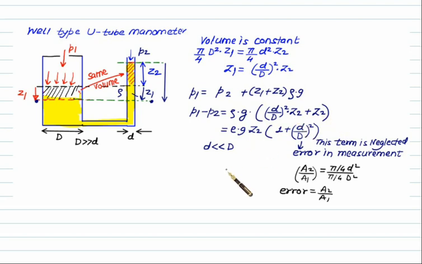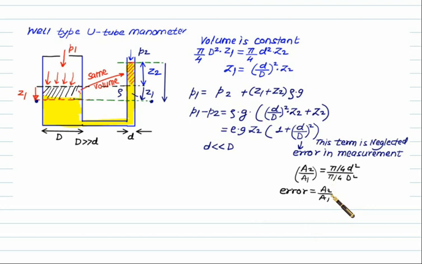Z2 common. If you neglect this term, that is d by D, which is basically a very small value, then there is an error in the measurement. So this quantity, d divided by capital D whole square: d divided by capital D is a very small value, and again you square it, which is again a very small value. So even if you neglect this one, there is an error. Otherwise we have a direct relation between the two pressures, P1 minus P2 equal to rho g multiplied by Z2.